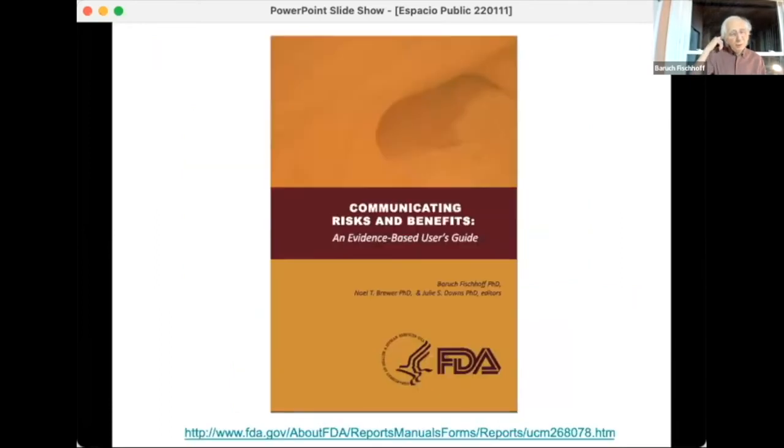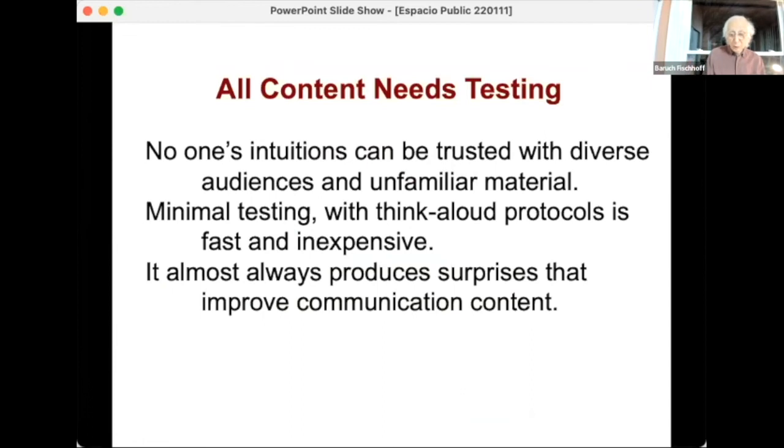Our Food and Drug Administration has a risk communication advisory committee that I chaired for its first few years, which has a similarly directed guide summarizing the science on different topics in short 3,000 word chapters, also available for free download. So critical to all this, it's very complicated. There's a lot of science out there. It doesn't give you ironclad answers to any question. All content for messages needs testing. So no one's intuitions can be trusted with diverse audiences presenting unfamiliar material.